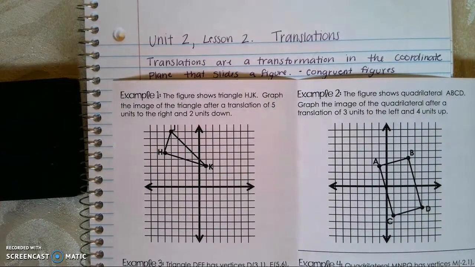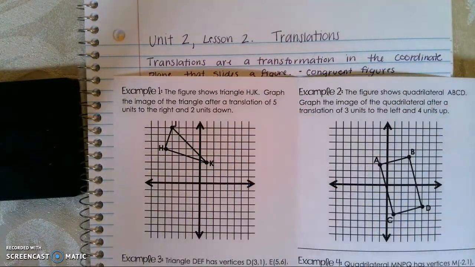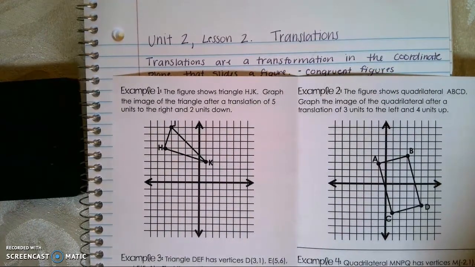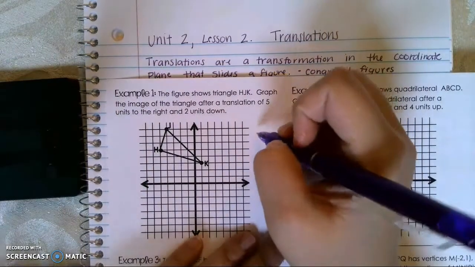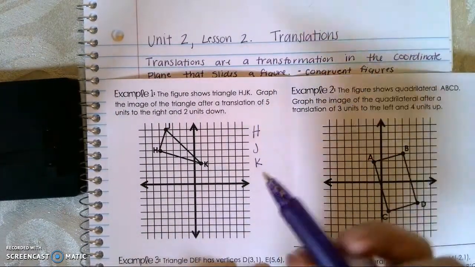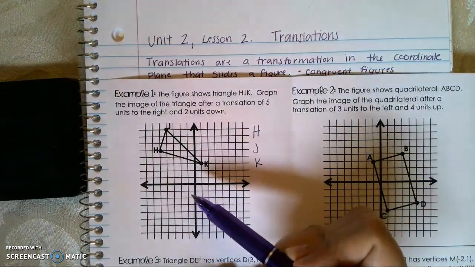Okay, so example 1. We have triangle HJK. Before I get any further with triangle HJK, I would like to write down the coordinates of HJK. So I'm just going to do that off to the side so I have some space. Remember to find that ordered pair, you always start at the origin. You start at 0, 0, and then you just count.